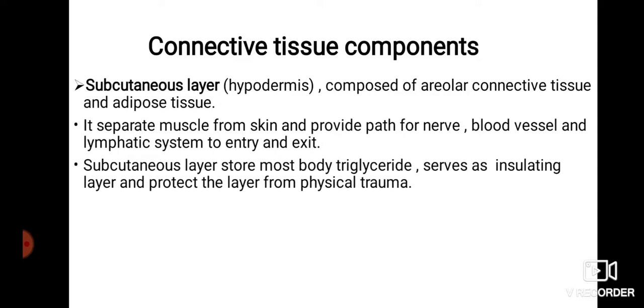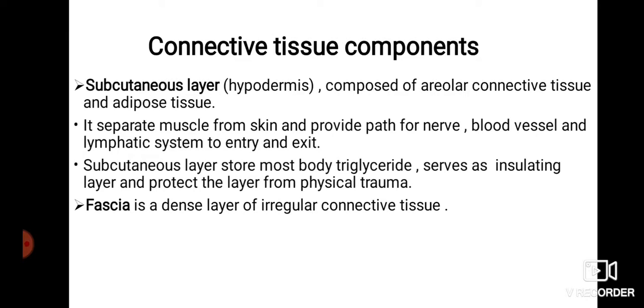Next is the subcutaneous layer, which is the storage of most of the body's triglyceride. Triglyceride storage mostly occurs in the subcutaneous layer of the muscle, and it serves as an insulating layer, which means it protects the body from heat loss. So it is an insulating layer, and it also protects the muscle from physical trauma.